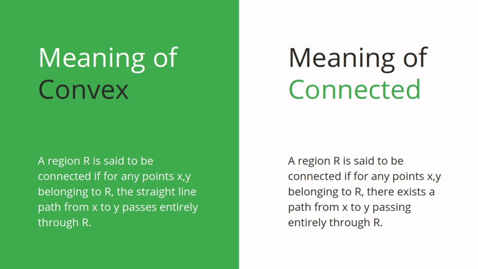So in connectedness, we just say that between 2 points x and y, there must exist a path. But in convexity, we put in some restrictions, and the restriction is that the path must be a straight line path. So formally speaking, a region R is said to be convex if for any points x, y belonging to R, the straight line path from x to y passes entirely through R. This is convexity. Now that we know these concepts, let us jump to the proof of first claim that R of L is connected.